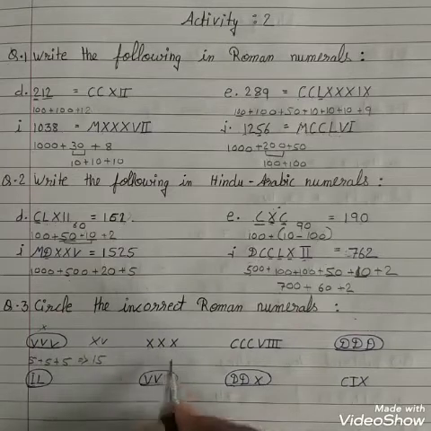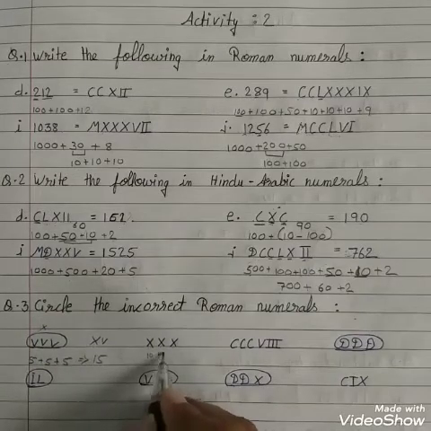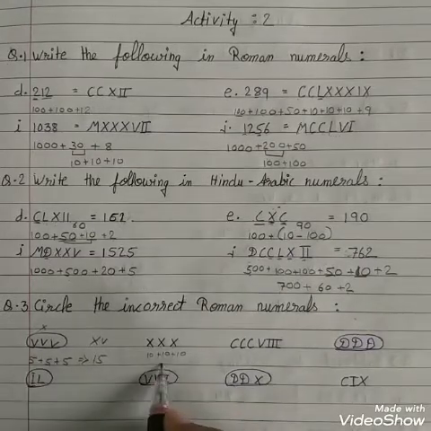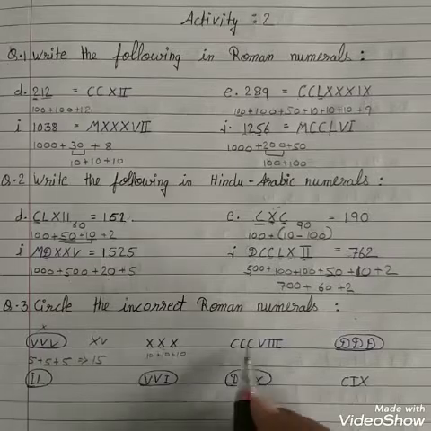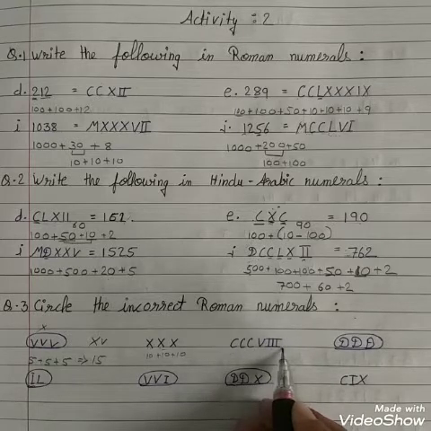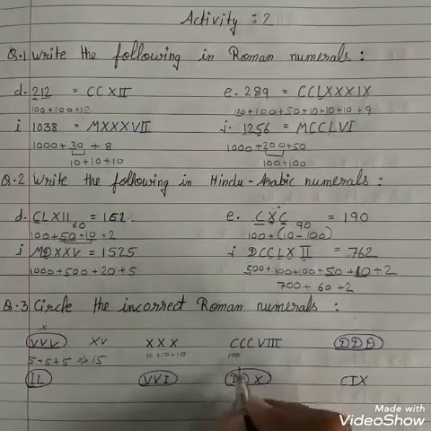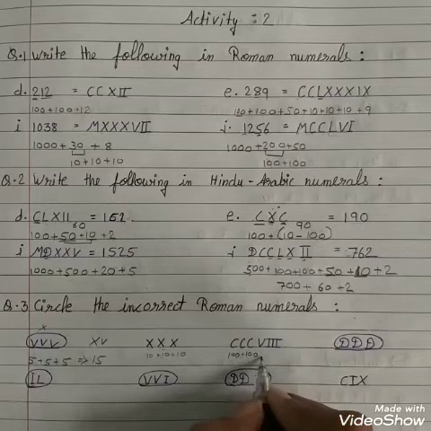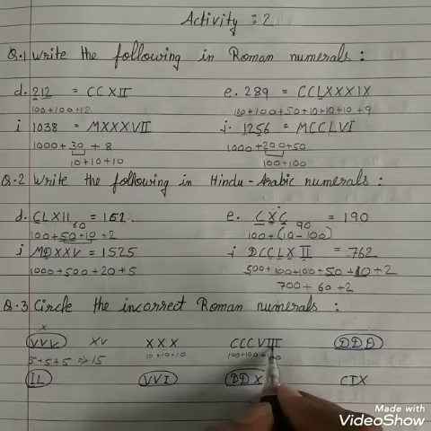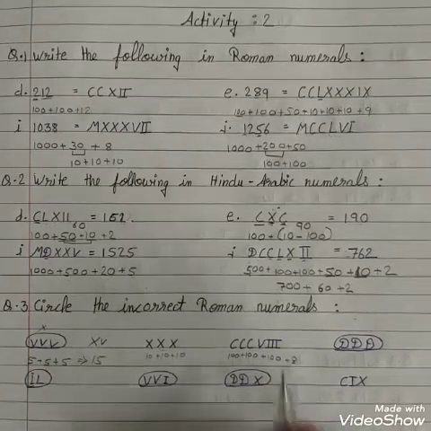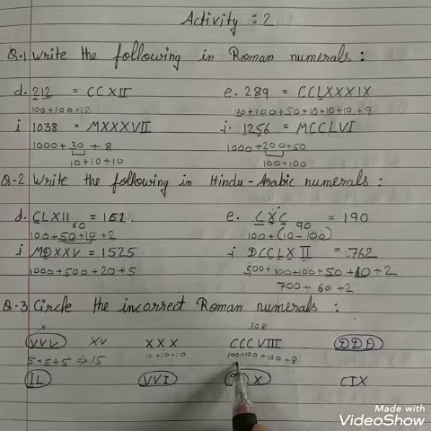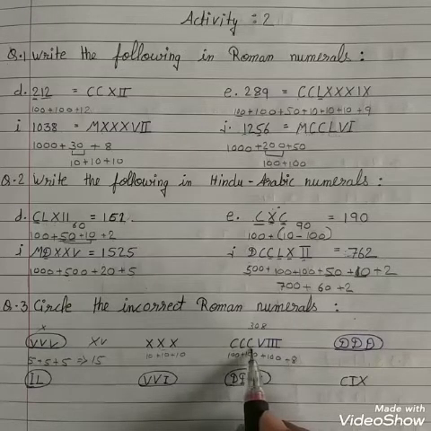Now come on. Second, XXX. That means 10 plus 10 plus 10. This is meaningful. That means 30. So this is correct. Next, CVIII. C means 100. Again C, 100. Again we have C, 100. Or 5, 6, 7, 8. Plus 8, that means 308. This is also meaningful, so this is also right, that means correct.